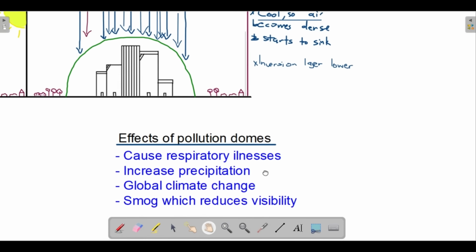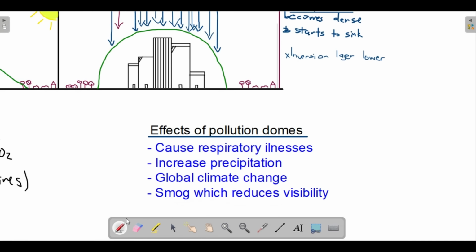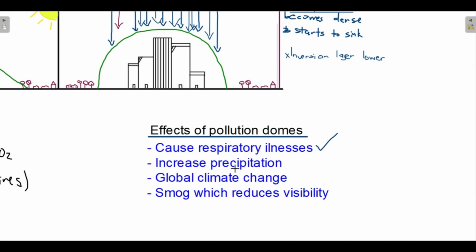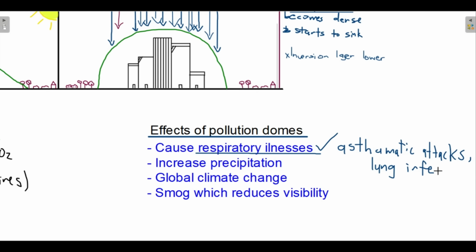And there are also, of course, the effects of pollution domes. First of all, the human impact of pollution domes is that they cause respiratory illnesses like asthmatic attacks. These can lead to lung infections, and so on. These are some of the respiratory illnesses or the health implications that pollution domes have.